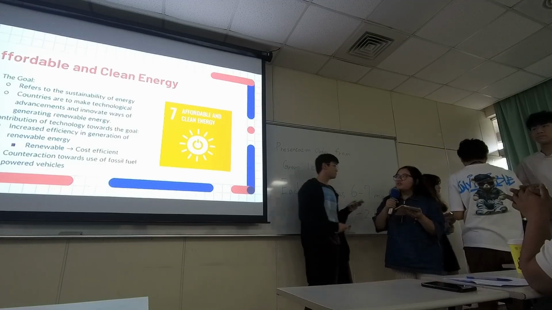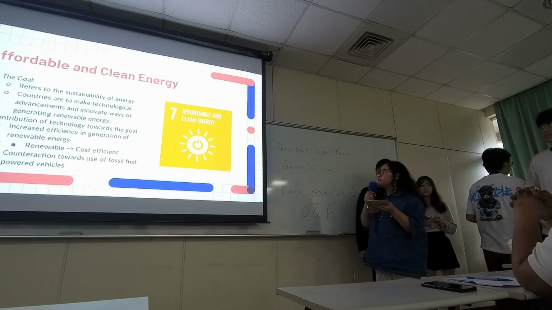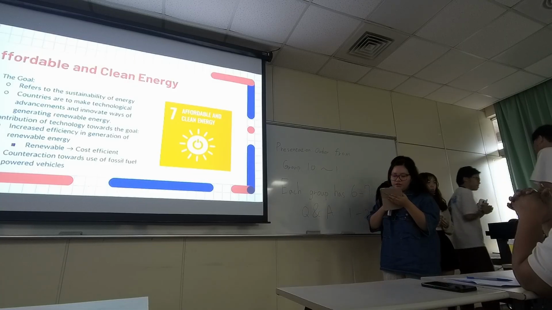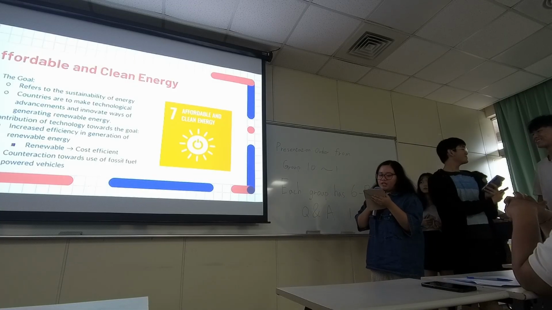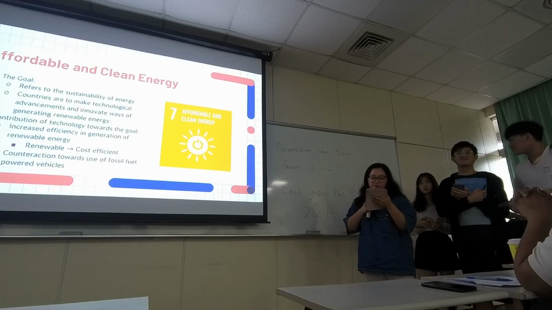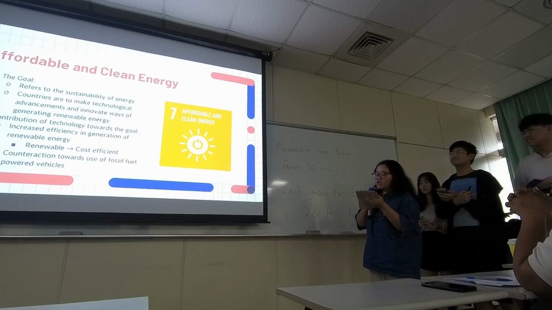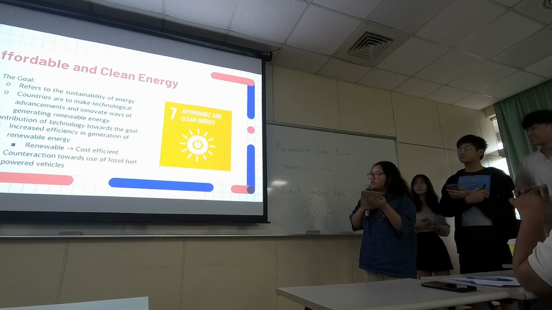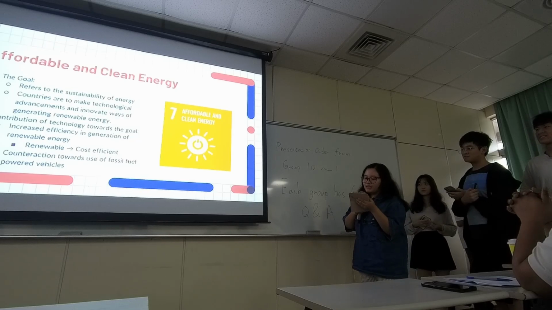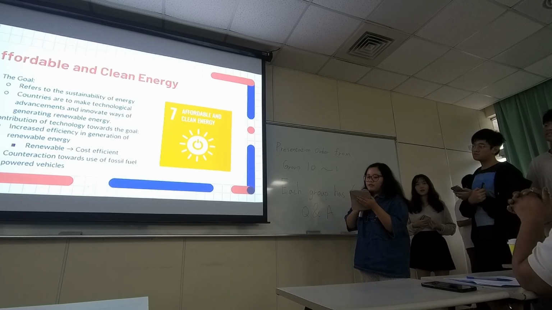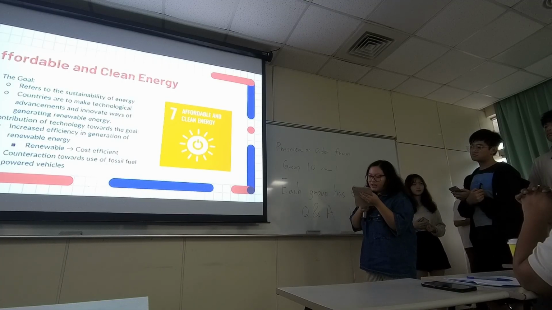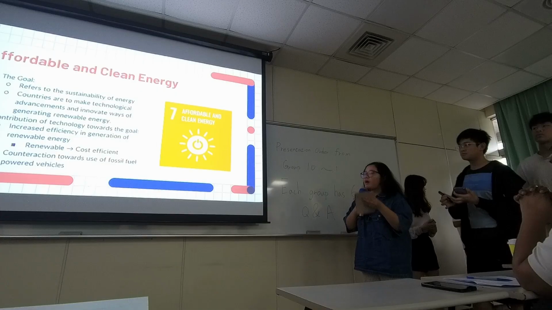Okay, here are the SDGs that we're focused on. The first one is affordable and clean energy, which is the 7th SDG. The goal of this SDG is to create sustainable energy and push countries to make technological advancements and innovate ways of generating new energy. And also the contribution of the technology that we offer. The first one helps increase efficiency in the generation of renewable energy, because renewable energy means cost efficiency. And it can also be a counteraction to fossil fuel powered vehicles.